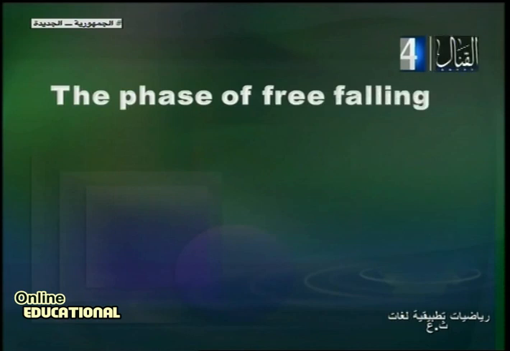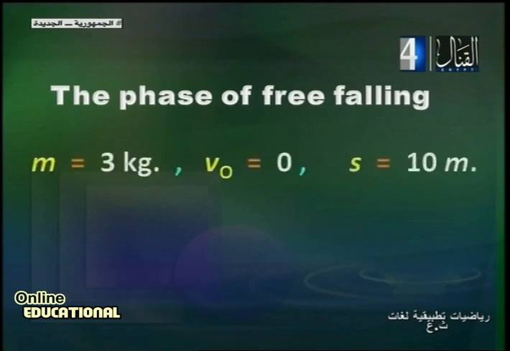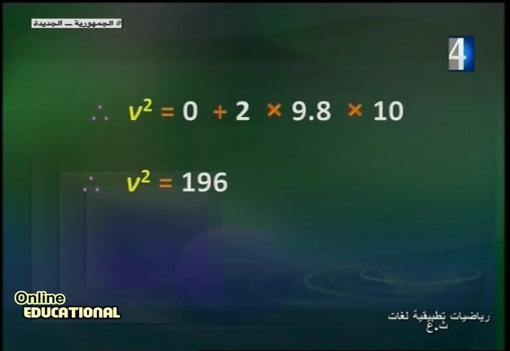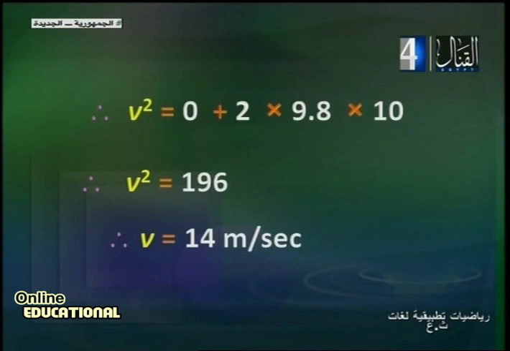Now we have a body falling from a height 10 meter, then the motion in this case is free fall. The mass equals 3 kilogram. The initial velocity v node equals 0. The displacement s equals the height from the ground equals 10 meter. Now we can use the relation v squared equals v node square plus 2gs to get the velocity. V squared equals 0 plus 2 multiply 9.8 meter per second squared multiply s, which equals 10 meter, then v squared equals 196. The magnitude of the velocity equals 14 meter per second.